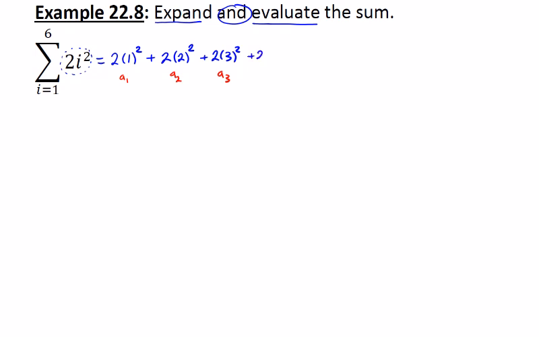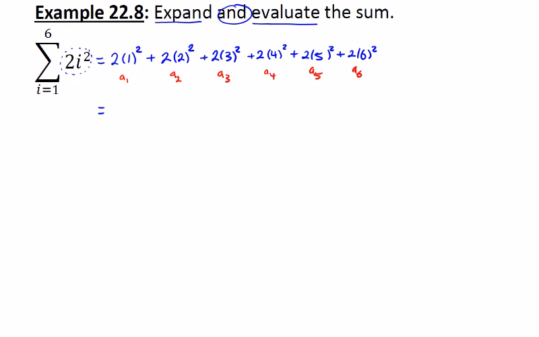We would have 2 times 4 squared plus 2 times 5 squared plus 2 times 6 squared. And I'm going to stop at 6 because the upper bound of summation is 6. There's no need for me to go any further than that. In fact, that would not be correct. So at this point, I've taken care of the expanding part of the problem. Now on to the evaluating.